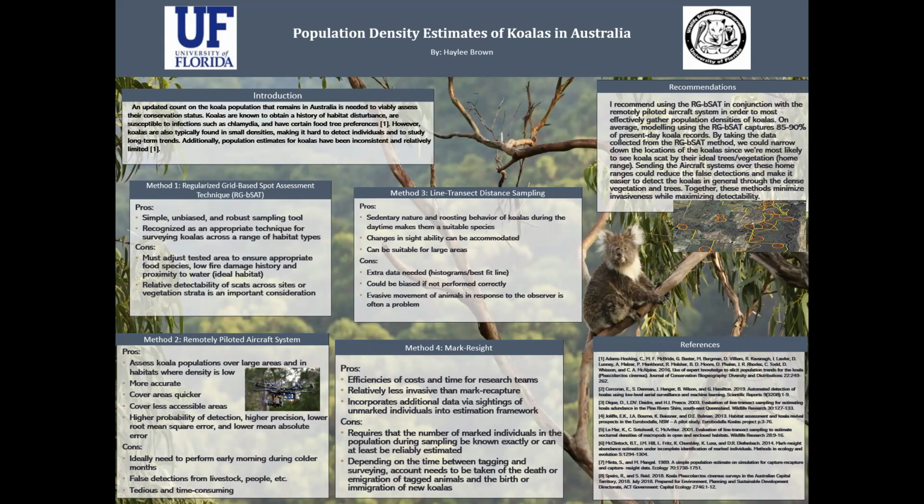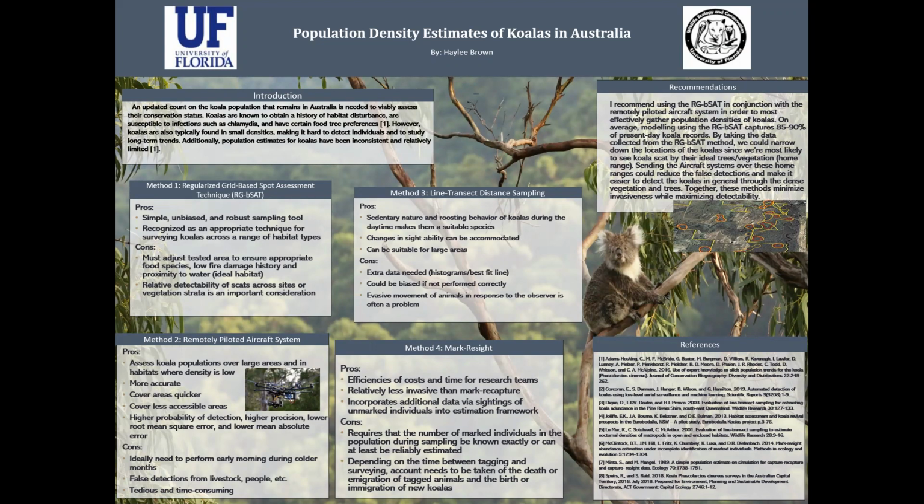Some of the pros is that it's a simple, unbiased, and robust sampling tool, and recognized as an appropriate technique for surveying koalas across a range of habitat types. Some of the cons is that it must be adjusted to ensure an appropriate food species, a low fire damage history, and proximity to water. Relative detectability of scats across sites or vegetation strata is also an important consideration with this technique.